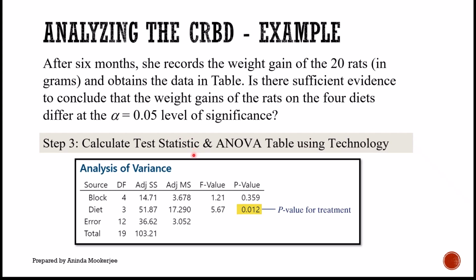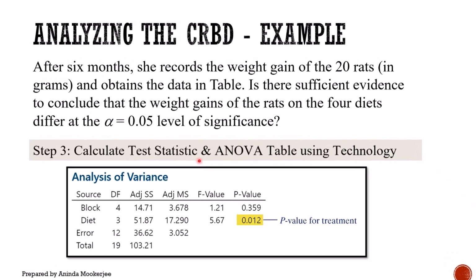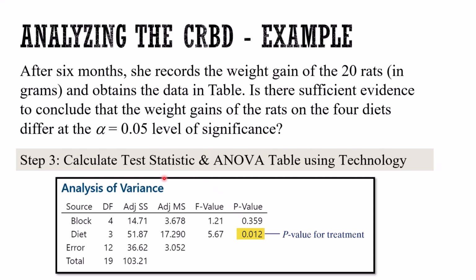Now for our study on randomized block design, we are not going to manually hand calculate the test statistic and all the related data. Instead, we are going to use technology to come up with our numbers, with our F value, the P value, and so on. And that's what we have done here. We have used technology, and we have put all the results in an ANOVA table. So let's spend a little bit of time going through the meaning of these values.